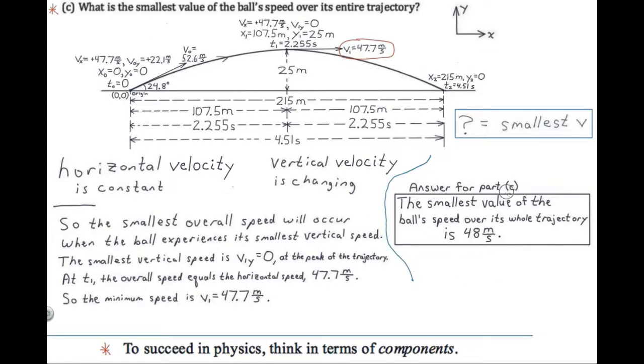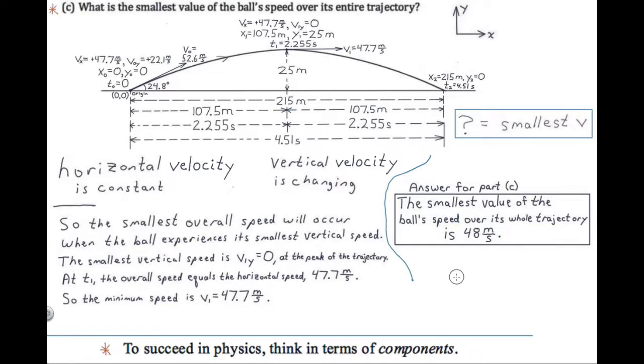So our answer for part C is that the smallest value of the ball's speed over its whole trajectory is 48 meters per second. Now let me ask you a question. Did you get part C correct? If you got part C correct, excellent.